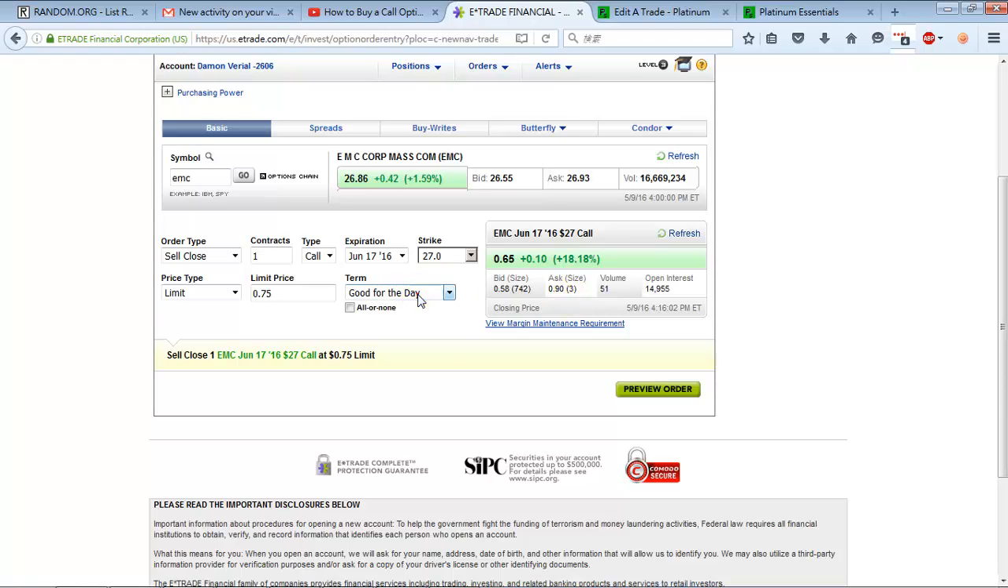And term, usually you want to finish it within the day, right? You can do good for 60 days, but that's kind of stupid. Immediate cancel, it works just like a market order. If it's a very liquid option, you could do that, but generally I never do this or this one. So good for the day is your default here, and that's how you do it.